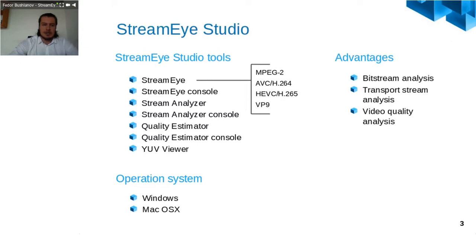There is another application included in StreamEye Studio focused on quality comparison of different media streams. That application is called Elecard Quality Estimator, and it supports console mode as well. The operating systems supported by StreamEye Studio, by all of the applications included in it, and by the StreamEye application as well, are Windows and Mac.